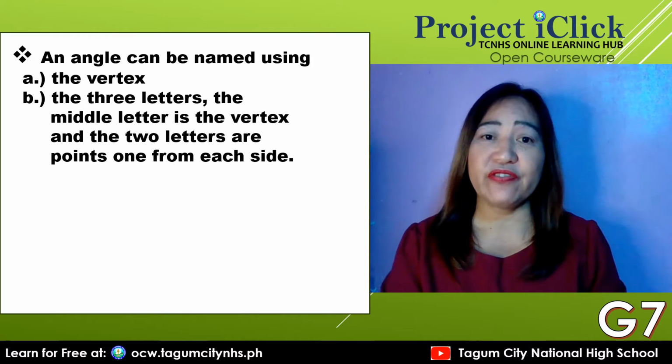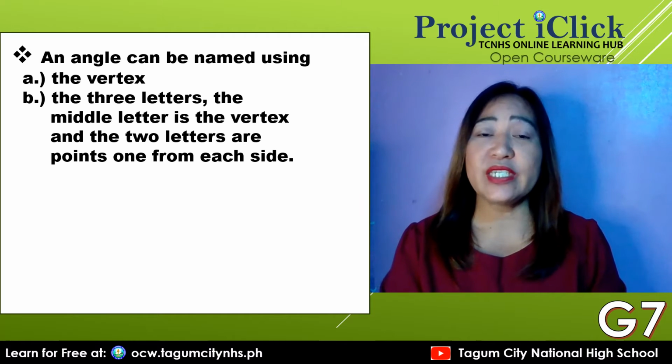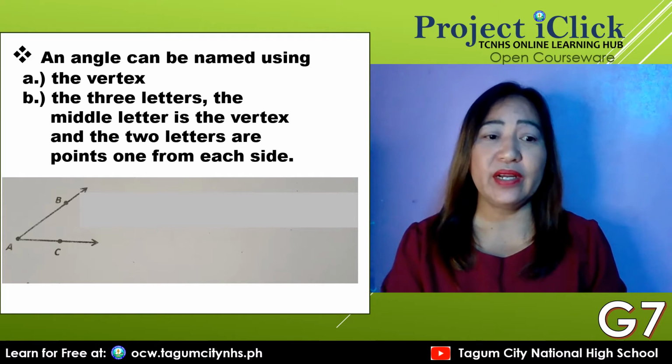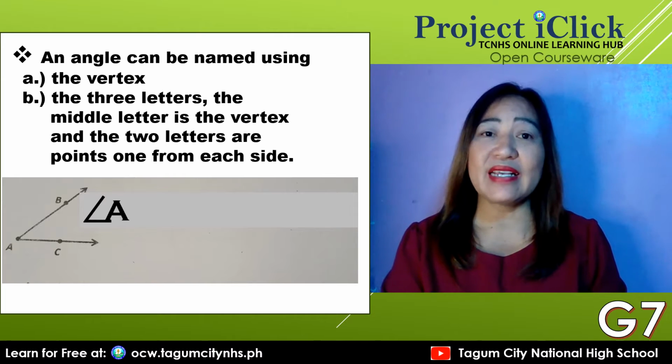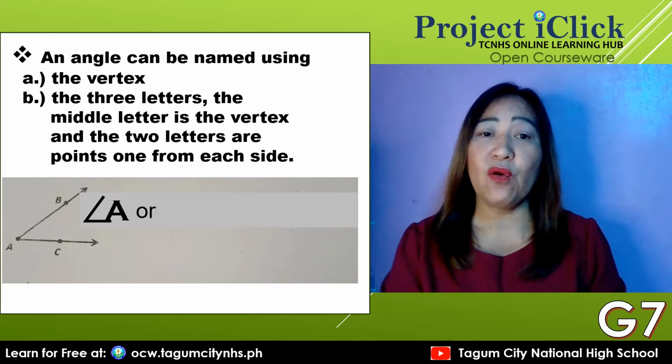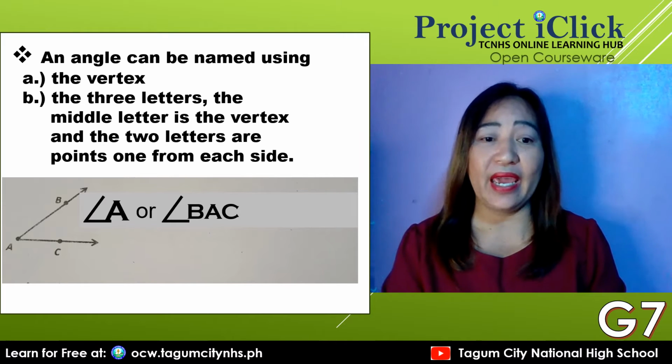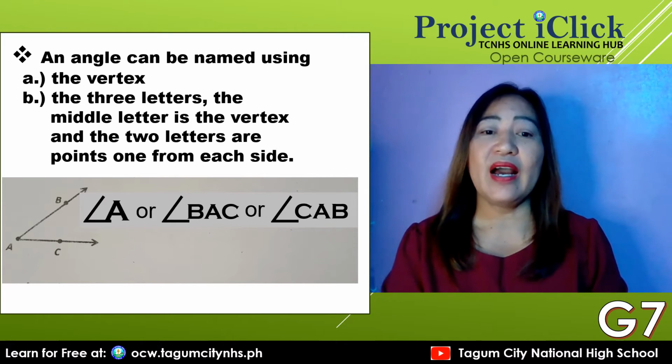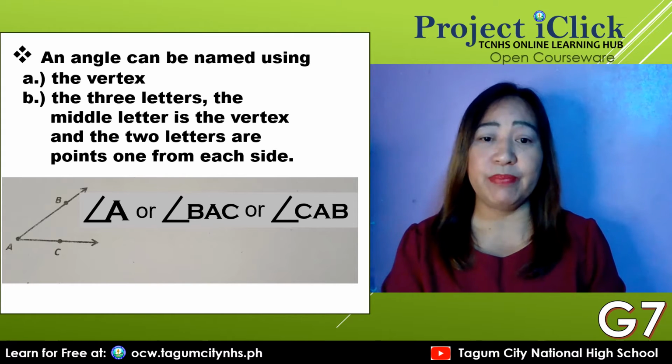There are two ways of naming an angle. An angle can be named using the vertex, and it can also be named using the three letters that represent the three points of the angle. So in this figure, this can be named as angle A, if we are only using the vertex. Or, this figure can also be named as angle BAC or angle CAB.